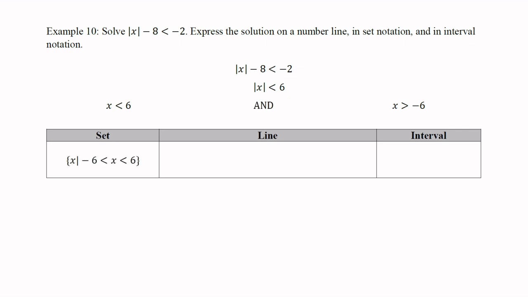So in set notation, we can combine our inequalities to write it as one statement. On the number line, it would look like this. And in interval notation, we would have negative 6 to 6.